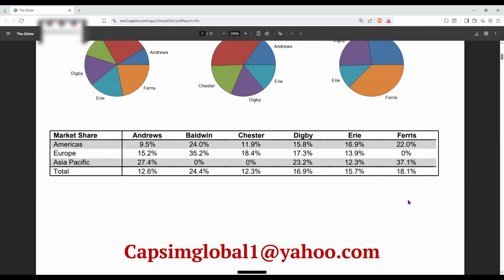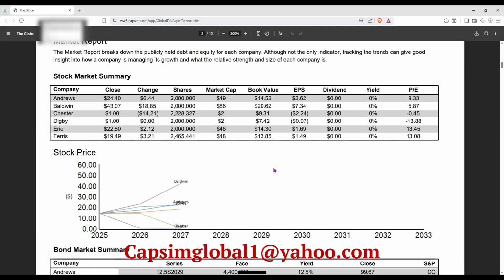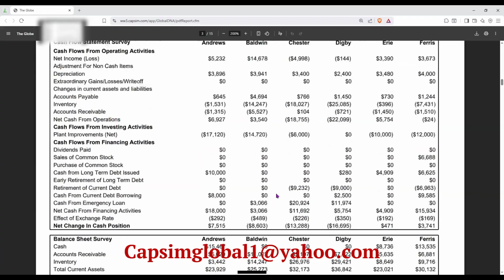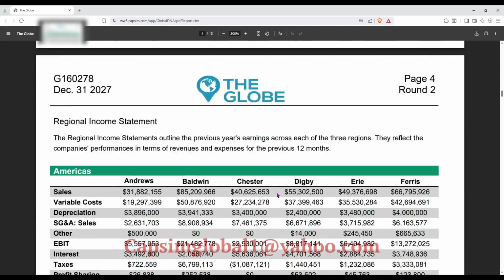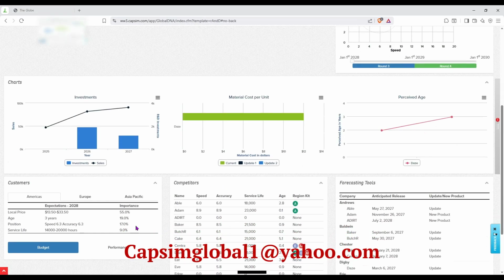Now the market share. Remember that in the Capsim Global DNA we have 3 markets: the Americas, Europe, and Asia Pacific. For Americas we have 15.8%, Europe we have 17.3%, and lastly Asia Pacific we have 23.2%. So the total is at 16.7%, which is not bad, but we can do better. Down here we have the market summary and all that, but I'll skip this and just go through the simulation and take you through the reports down here.